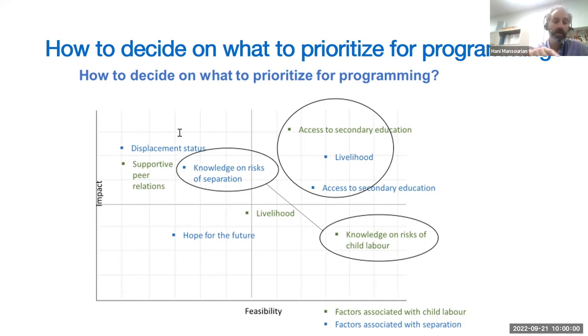You also see that knowledge on risk of separation and knowledge on risk of child labor sits pretty high on impact and on feasibility, and it's relevant to both child labor and separation. So that's how you end up prioritizing programming for prevention, because we always have limitations in terms of funds, we can't address every single risk factor. We are at time, but this is an extremely important part of the shift in mentality.